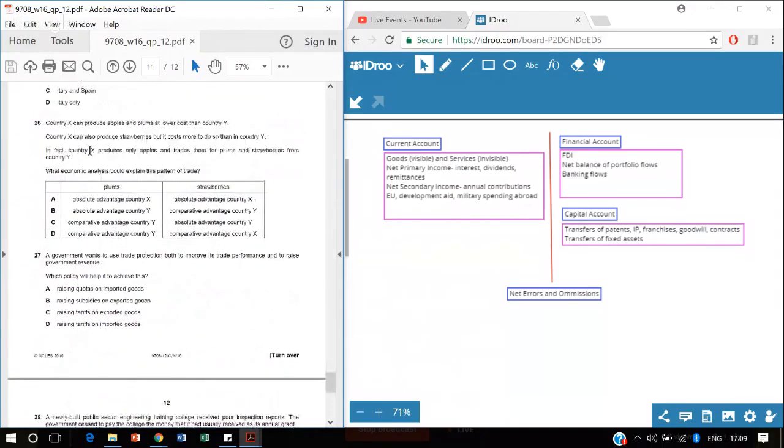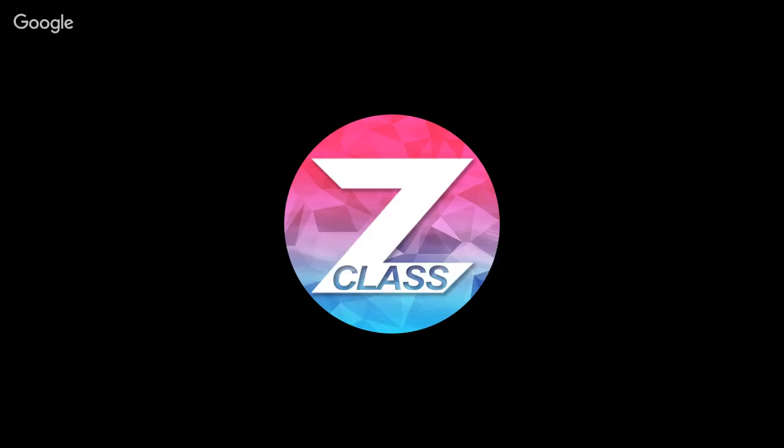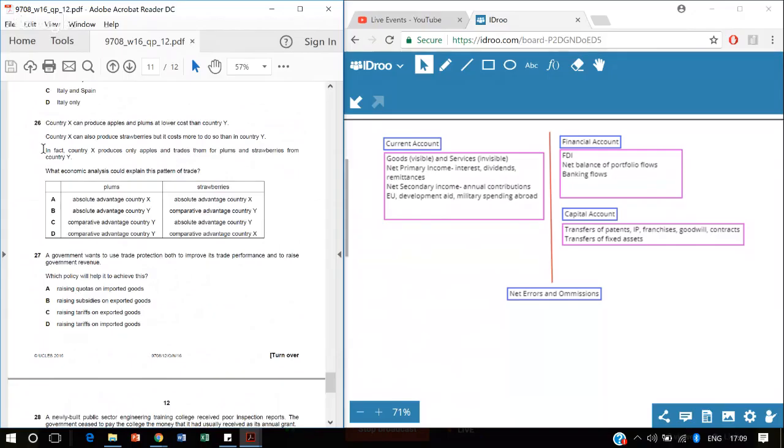Okay, number 26, country X. This is where I'm confused about which one is which in terms of comparative and absolute. Country X can produce apples and plums at a lower cost than country Y. Country X can also produce strawberries, but it costs more to do so than in country Y. In fact, country X only produces apples and trades them for plums and strawberries from country Y. What economic analysis could explain this pattern of trade?